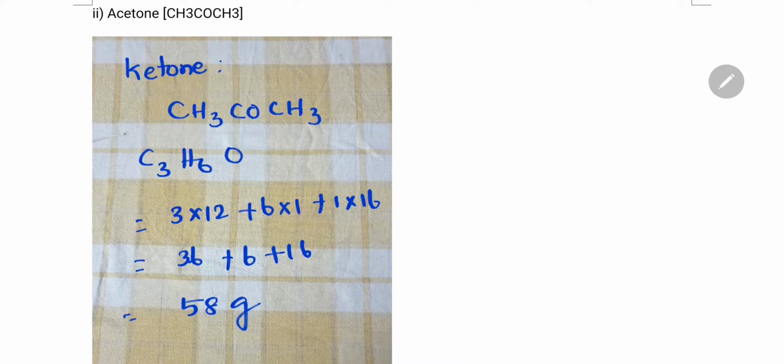Then next one is for acetone. What is the formula for acetone? That is CH3COCH3. Okay, in the CH3COCH3, it contains 3 carbon atoms, that's why C3. It contains 3 + 3, 6 hydrogen atoms, so H6. Oxygen is 1. So for the calculation, 3 into 12, that is atomic weight of carbon is 12, plus 6 into 1, that is hydrogen, and oxygen 1 into 16. So total is 36 plus 6 plus 16, it is given as 58 grams.